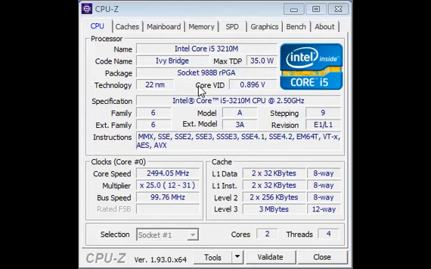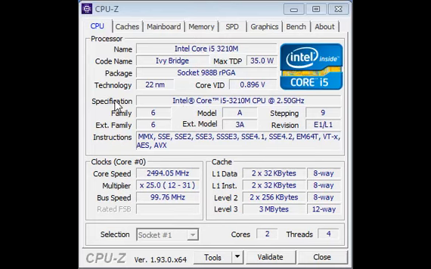Next thing is core VID, that is voltage. It is the power supply voltage supplied to the CPU. This, along with max TDP, is often important to individuals who are overclocking their computers. In this case, the voltage is 0.941 volt. It fluctuates depending on the processes running.